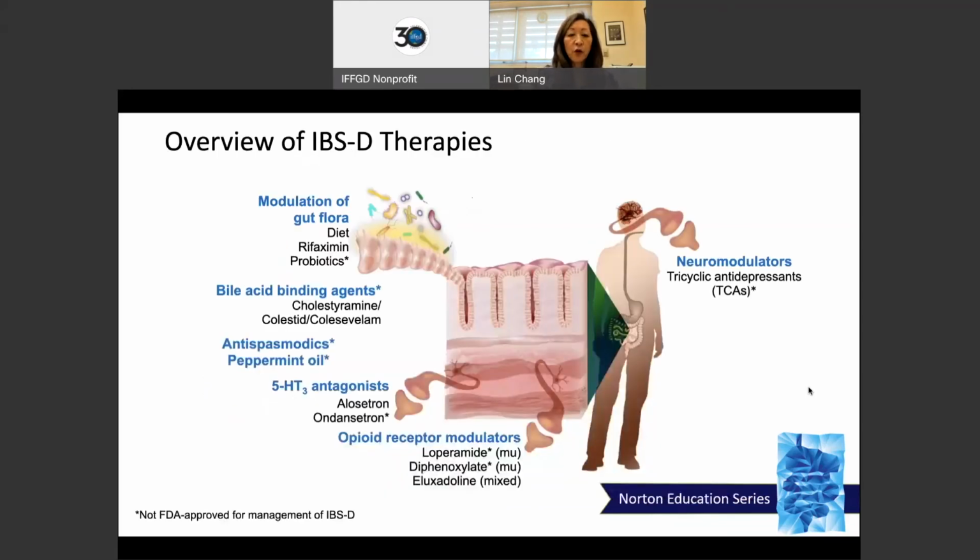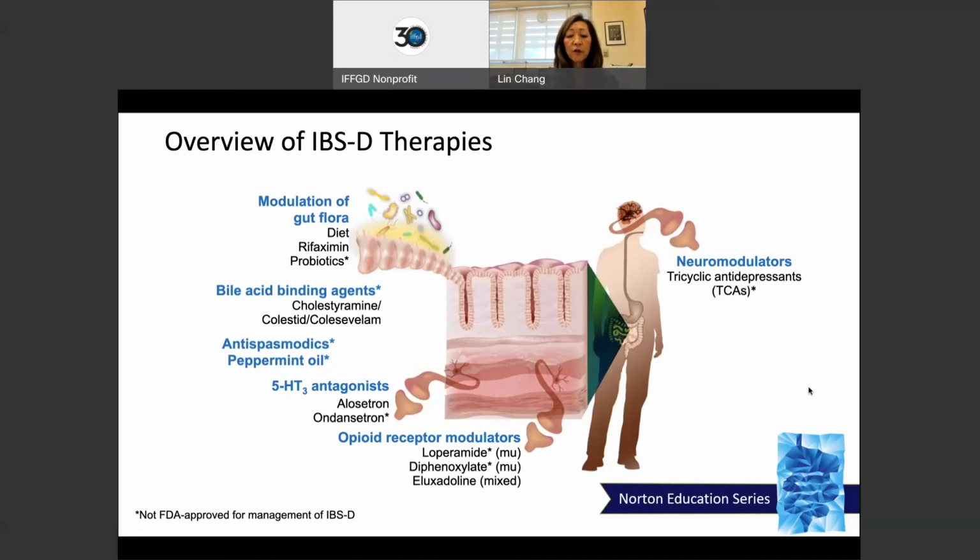This just shows an overview of the IBS with diarrhea treatments. A lot of it is directed towards the gut, where we want to affect the microbiome. We may use antibiotics, diet, and probiotics. If we think the patient has bile acid diarrhea, we may use a bile acid binding agent. For patients with a more enhanced gastrocolonic response, meaning the colon will contract or spasm more in relation to meals, we may use an antispasmodic like peppermint oil.